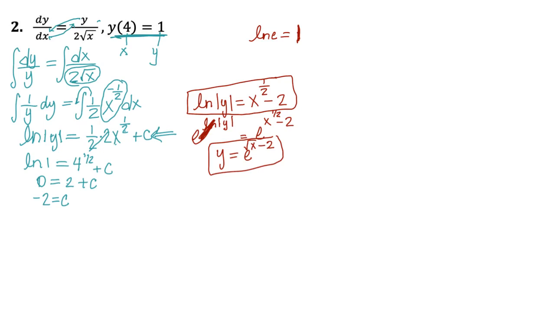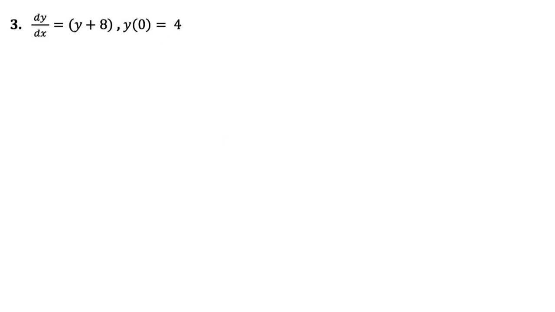All right, let's move on to number 3. Okay, for number 3, very similar, same thing: separate, integrate. So let's separate these. Well, we need to get dx out of the denominator, so I'm going to have to multiply that over. So I get dy equals y plus 8.